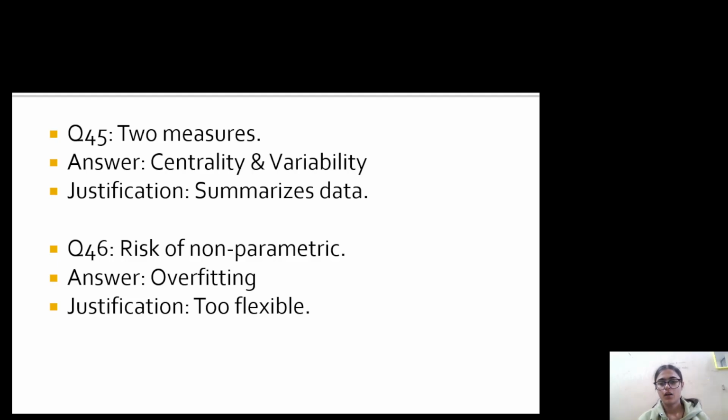Next: the main risk when using a non-parametric model is overfitting. Non-parametric models like KNN make no assumption about the function shape. They are flexible, but too much flexibility means they may fit noise instead of patterns.